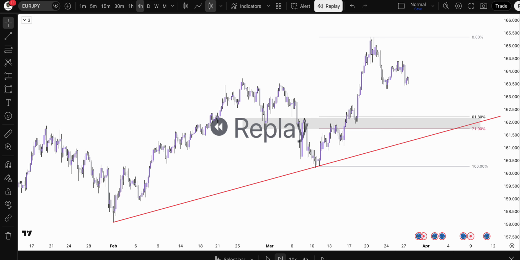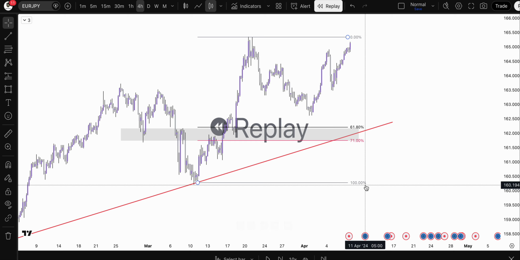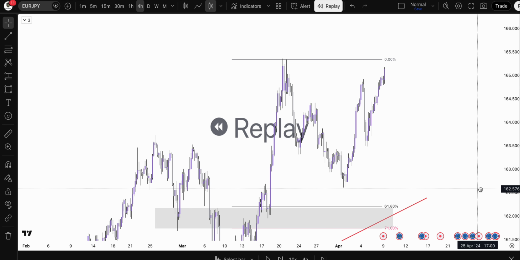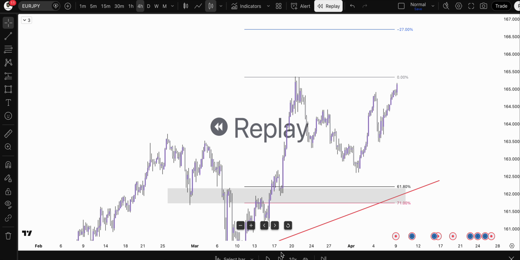Okay, so let's see what price does, if we're going to come down to the fib tool or if we're going to make a new high. Let's see. Okay, so it seems as though the market does not want to come down to the fib tool, which is completely okay because you can't really predict what's going to happen next with the market. All you can do is kind of be ahead of the curve just a little bit.